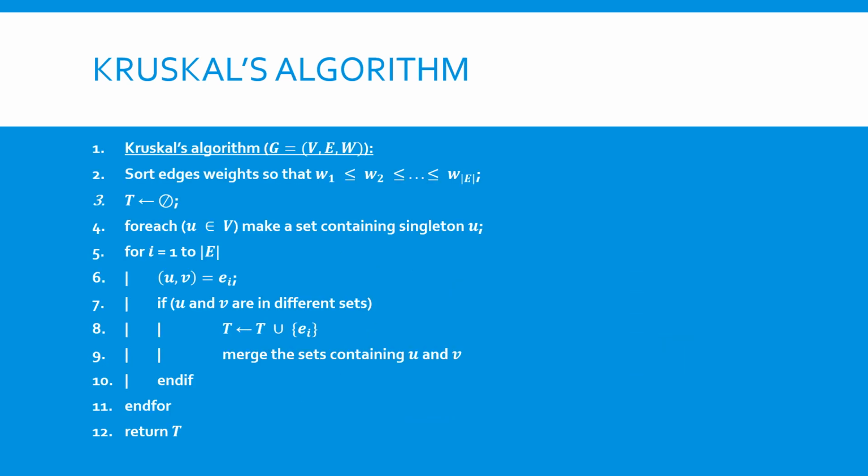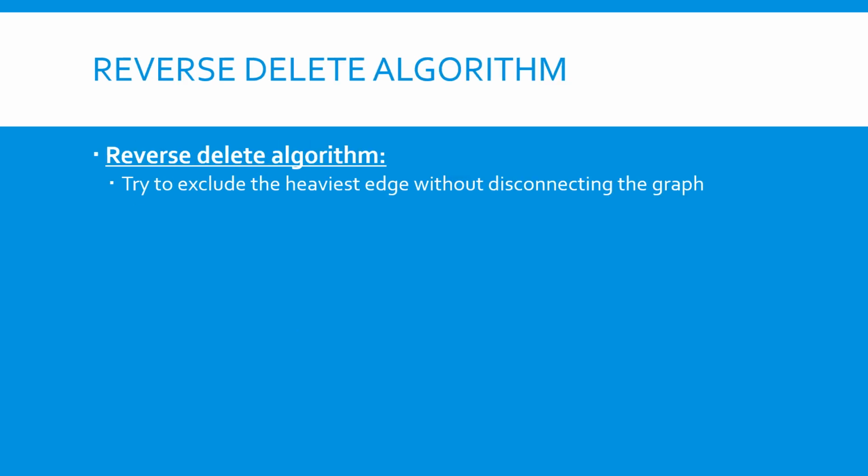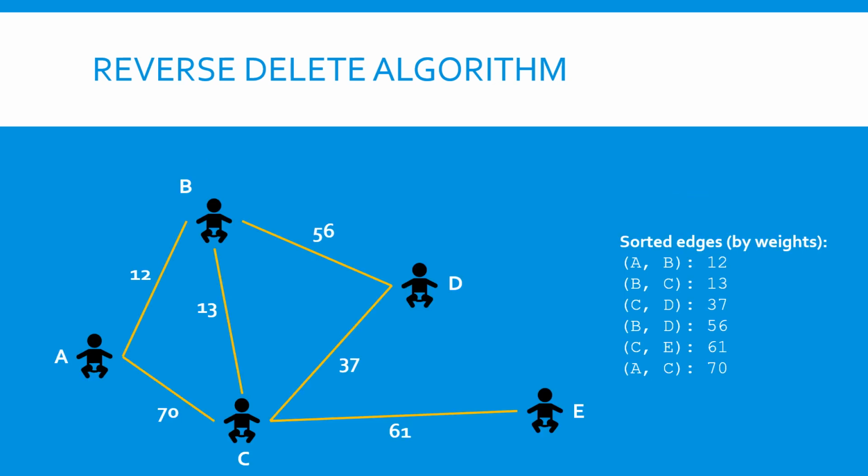This is the pseudocode for Kruskal's algorithm. The last algorithm is called the reverse delete algorithm, which iteratively deletes the heaviest edge from the full graph if it does not disconnect the graph. We begin with checking the last edge, AC. Removing it will not disconnect the nodes A and C, because they can still be connected with the path A, B, C. As a result, we can delete it from the graph.